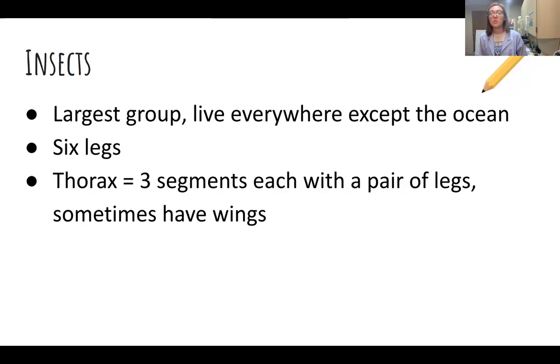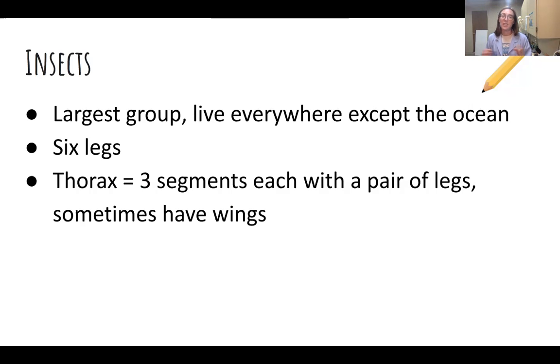And your insects are huge. There are so many insects. You walk outside and you're insect overloaded. And they've populated everywhere on the world except for underwater. They can't live underwater because they don't have gills. But they live in places that are cold, places that are warm, places that are dry, places that are really wet. They have really adapted to life on land.